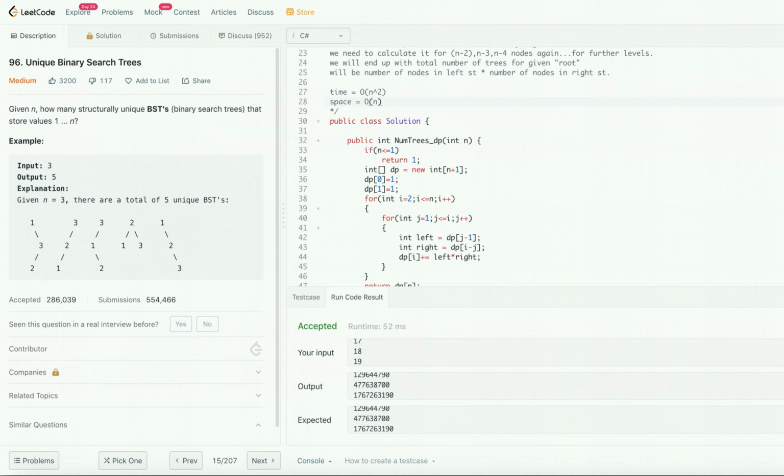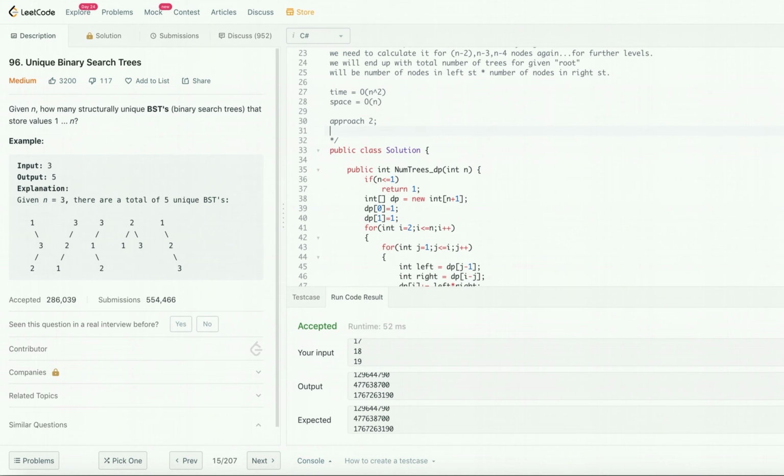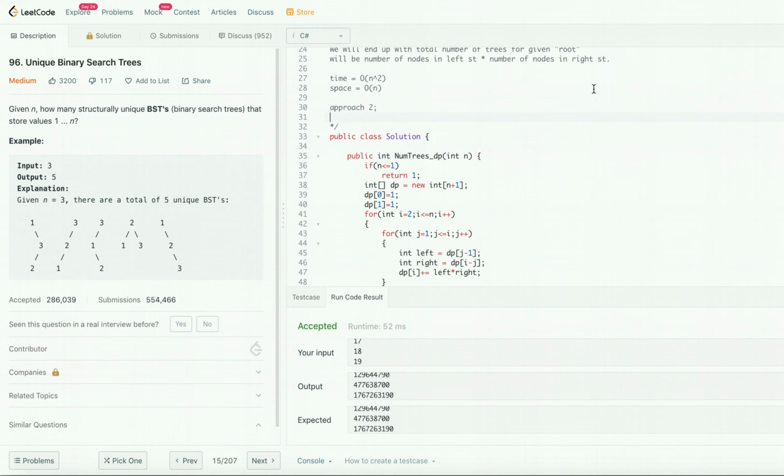Now, let us go with the second approach, approach 2. In this approach, instead of going through all the formula that we came up with, the left subtree times the right subtree, there is a formula that is derived out of this.